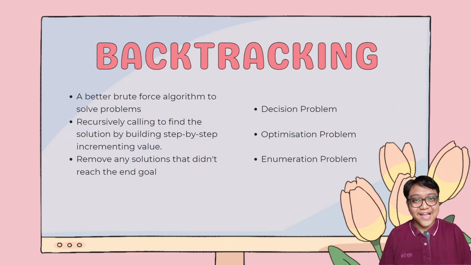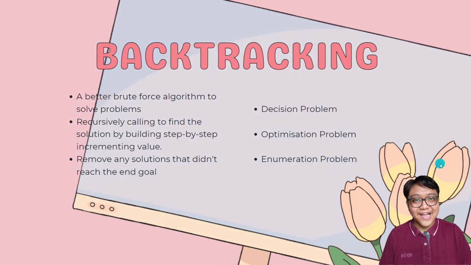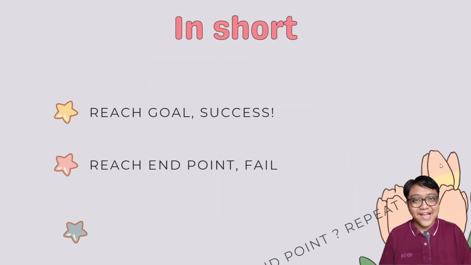There are three types of problem in backtracking. The first one is decision problem, where we try to find any feasible solution. In optimization problem, we try to find the best solution, while in the enumeration problem, we try to find all feasible solutions that we have in our problem. So it does sound a little bit confusing, but in short, we can simplify it into three simple steps.